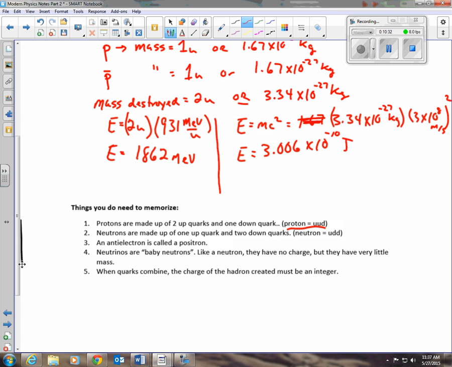And then neutrinos. The word neutrino kind of means baby neutron. They were discovered by Enrico Fermi, who was Italian. So the ino on the end of the word means little. So they're like a neutron. They don't have any charge, but they have very little mass. And when quarks combine, the charge must be an integer.